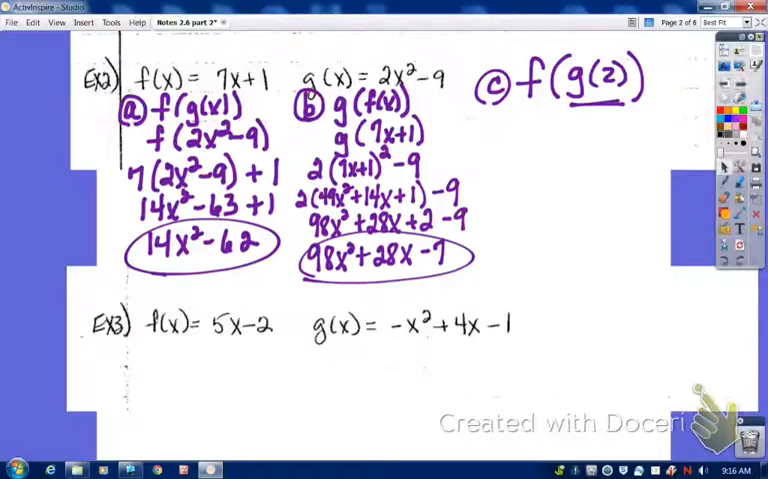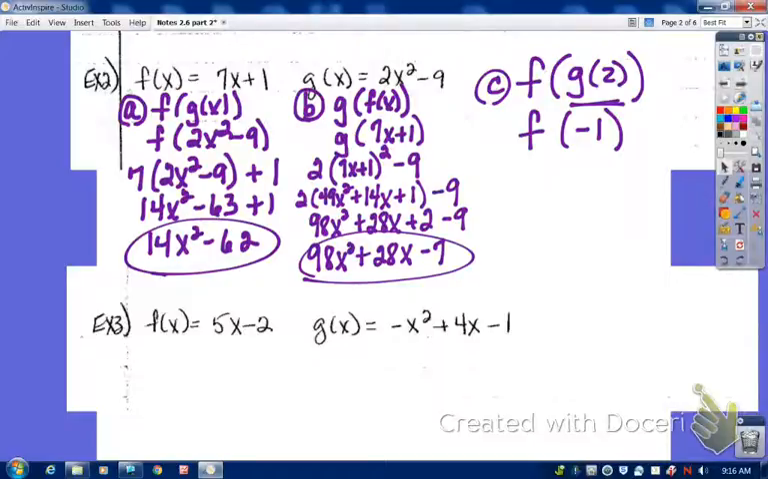So we're going to go over here to our g of x, and wherever we see an x, we're going to put a 2. So we're going to do 2 squared is 4, 4 times 2 is 8, minus 9 is negative 1. So g of 2 is equal to negative 1. All right, so you're going to replace g of 2 with negative 1. Now the problem reads f of negative 1.